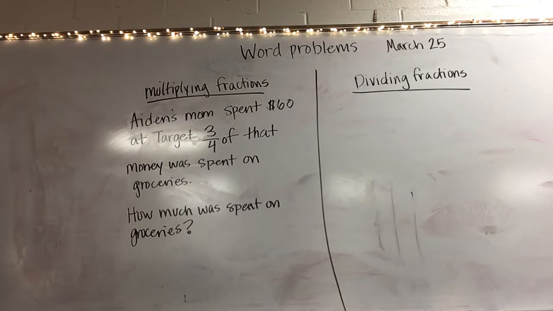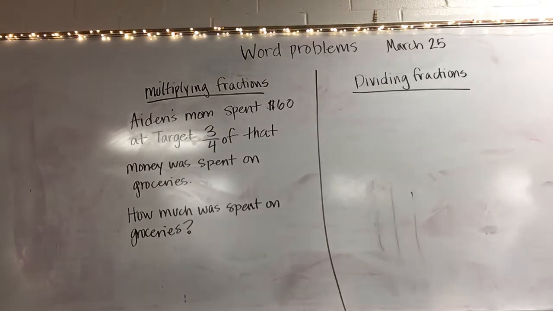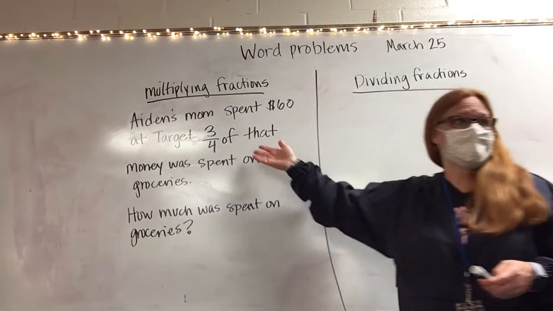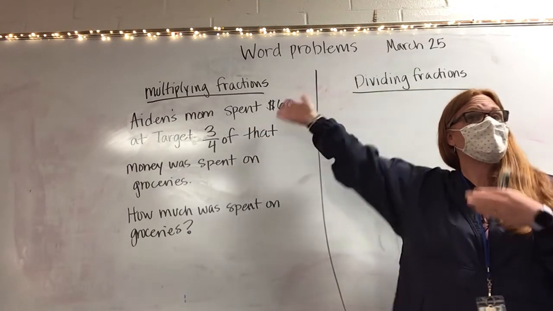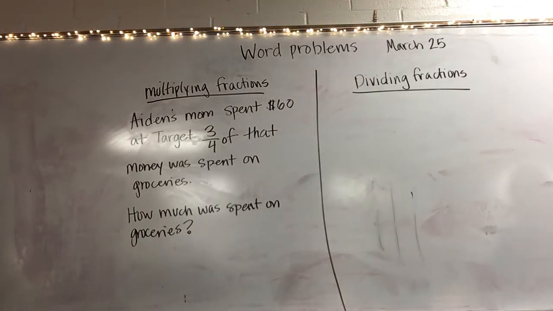Aiden's mom spent $60 at Target. 3/4 of that money was spent on groceries. How much was spent on groceries? It's not asking that 3/4 was spent. We know 3/4. It's asking 3/4 of the 60. So you go in there and you have $60. What this word problem is saying is 3/4 of that 60 was spent on groceries. Everything else was other stuff like shampoo, conditioner, things like that, right? So we have to figure out how much she spent just on the grocery part, just on the food part.